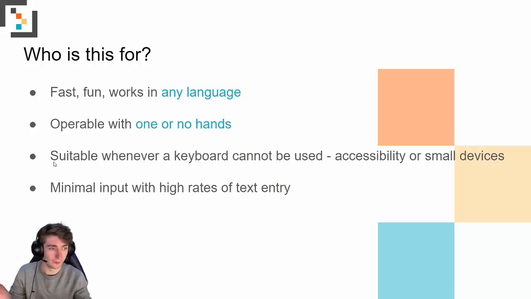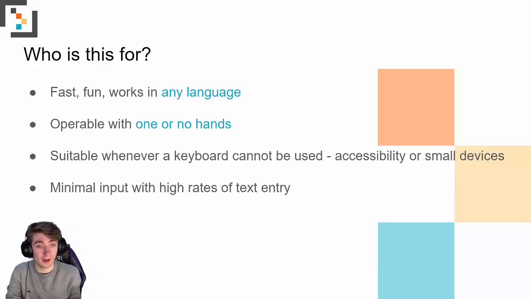But who's Dasher for? So firstly, Dasher's fast and fun and also works in any language. Those characters can be replaced by characters from any alphabet. It's operable with one or no hands, so via eye tracking, no hands are needed. With a mouse or direct touch, just one hand is needed. And it's suitable whenever a keyboard cannot be used. So that could be due to accessibility reasons or simply if you're just using a small device.